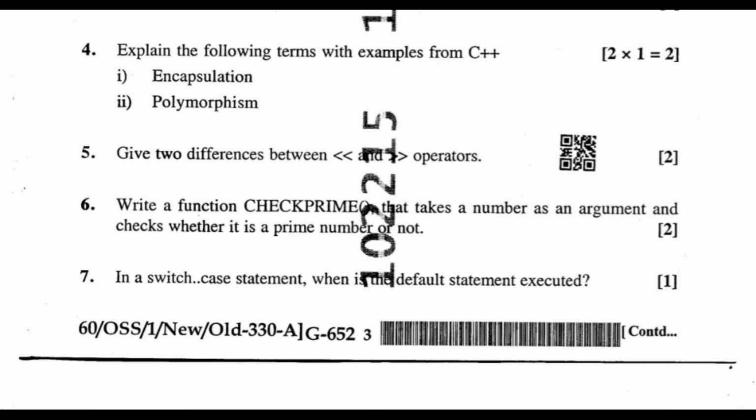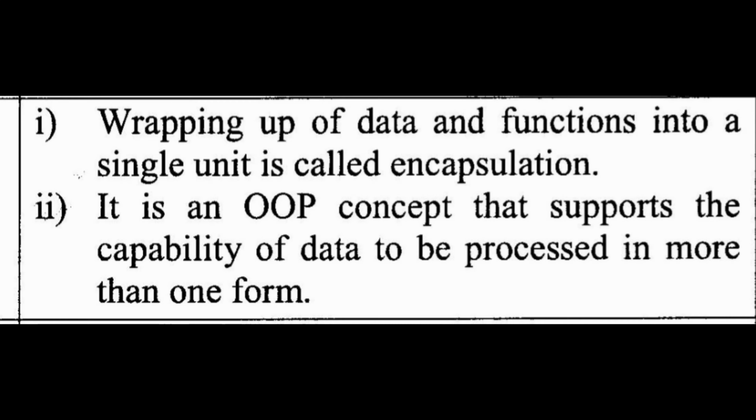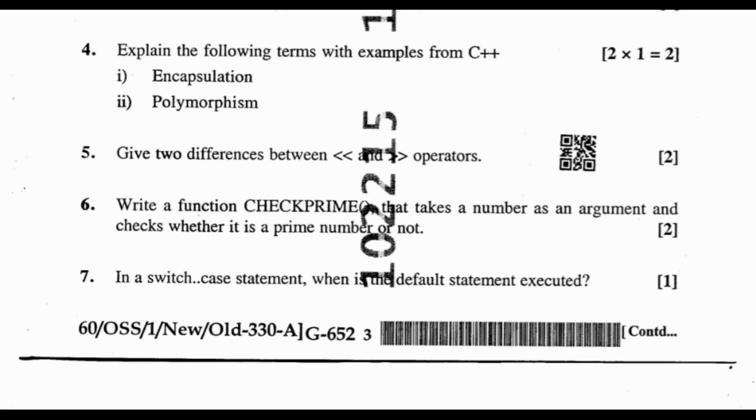Question 4. Explain the following terms with examples from C++ for 2 marks. 1. Encapsulation. 2. Polymorphism. Answer 1. Encapsulation: wrapping up of data and functions into a single unit is called encapsulation. 2. Polymorphism: it is an OOP concept that supports the capability of data to be processed in more than one form.